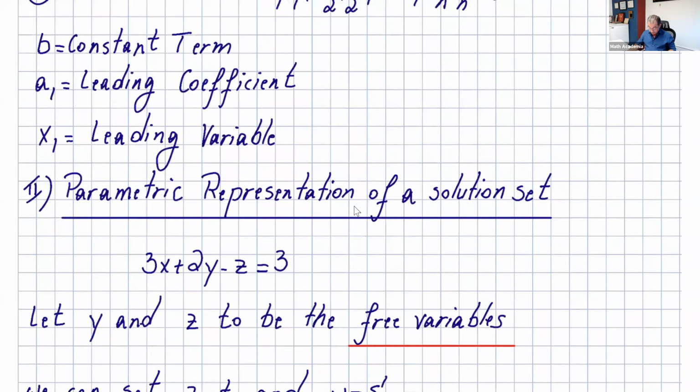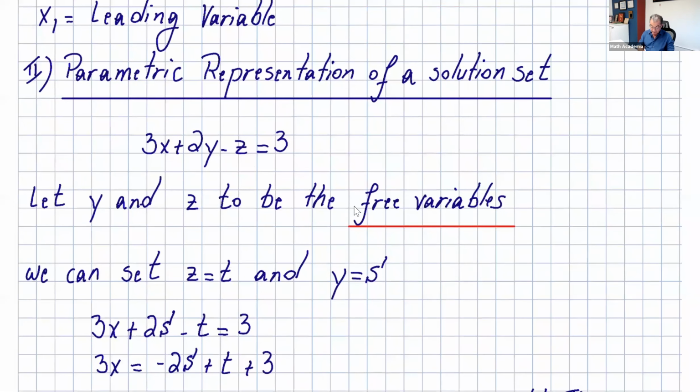A little note here, how you can write the parametric representation of a solution set. For example, if you have this equation and you know this is a plane, we can just let y and z be the free variables. And remember this term because throughout the course we're going to use this a lot. So in this case, we just let y and z. You can let x and z or y and x be the free variables. It doesn't make a difference. But let's see how the notation changes.